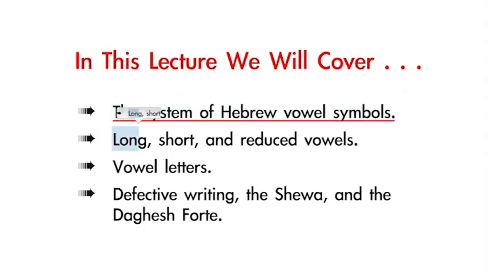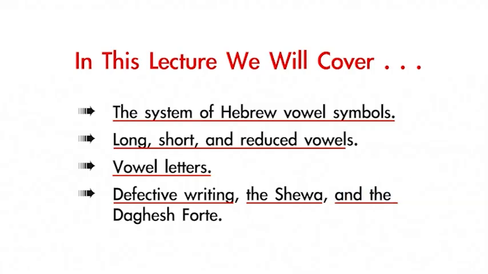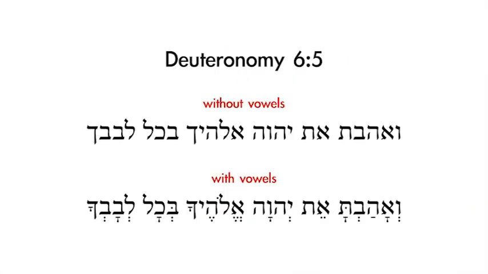In this lecture, we will cover the system of Hebrew vowel symbols. These vowels occur in long, short, and reduced vowel categories. There are also vowel letters. We will also include the topics of defective writing, the shewa, and the dagesh forte. We'll begin by looking at the text from Deuteronomy 6:5.